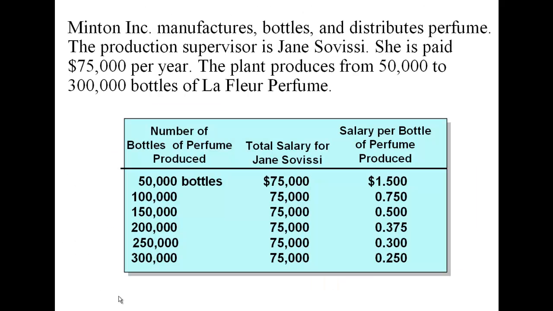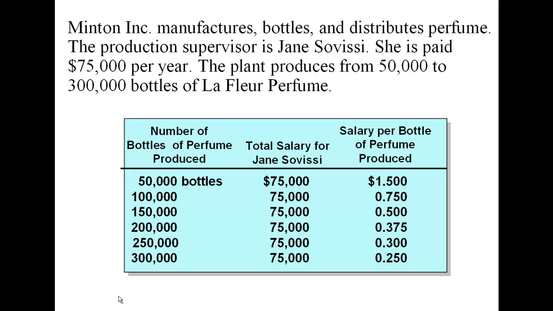We're going to take a look at some fixed costs now. Minton Incorporated manufactures bottles and distributes perfume. The production supervisor is Jane. She's paid $75,000 per year, and that plant produces from 50,000 to 300,000 bottles of this perfume. So regardless of how many they make, she's getting paid the same amount, $75,000, right?